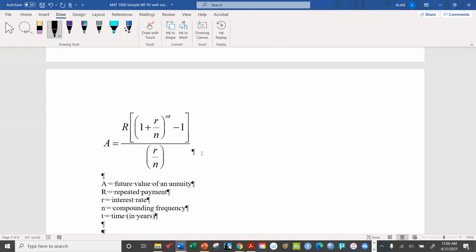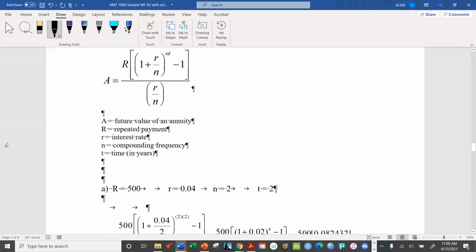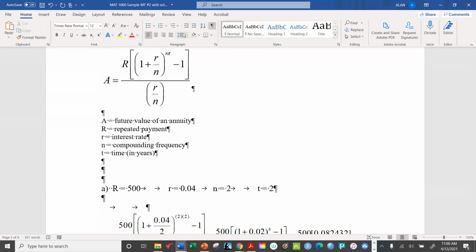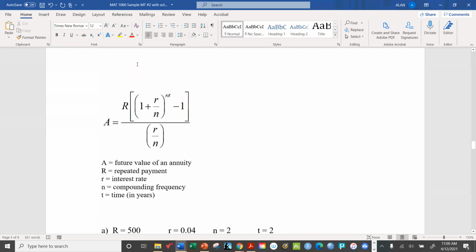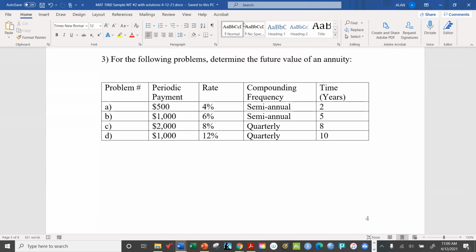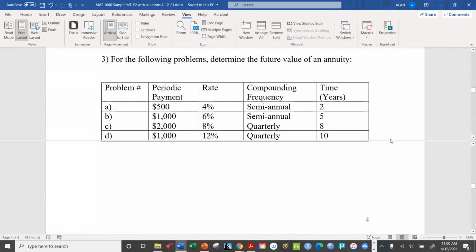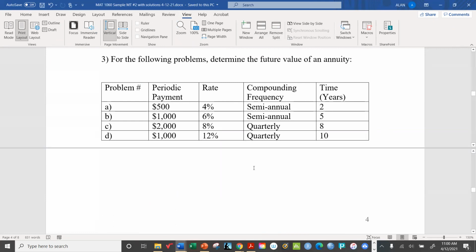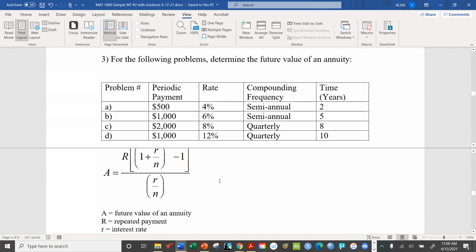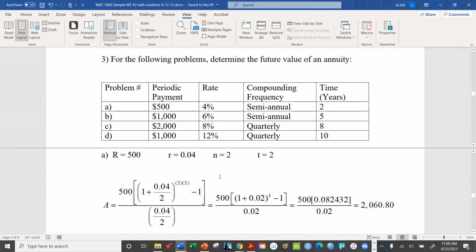Okay, so just a quick reminder, and we'll be using this formula for the next 4 questions. Let me just split the screen again so we can see the table. All right, so for number 1, we have a periodic payment capital R of 500. The rate is 4%. The compounding frequency semi-annual means twice a year. And then finally, t is 2 years.